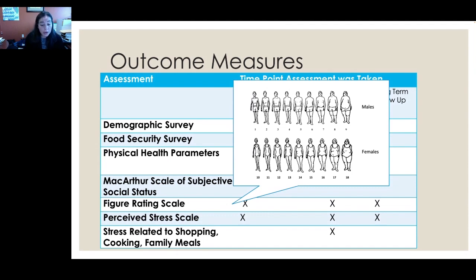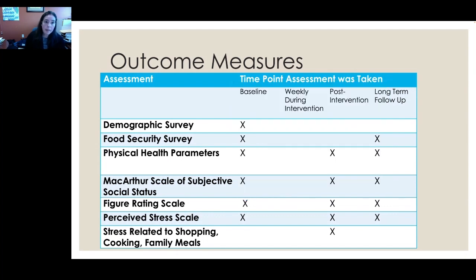Therefore, a score greater than 1 indicated a desire to be thinner, a score of 0 indicated body image satisfaction, and a score of less than 1 indicated a desire to be heavier. And participants completed this form at all 3 time points as well.